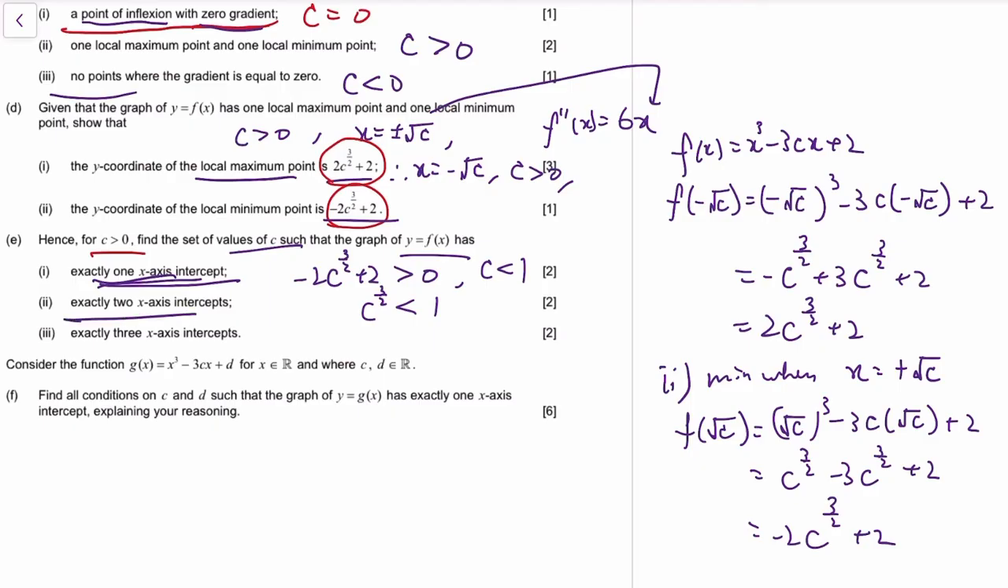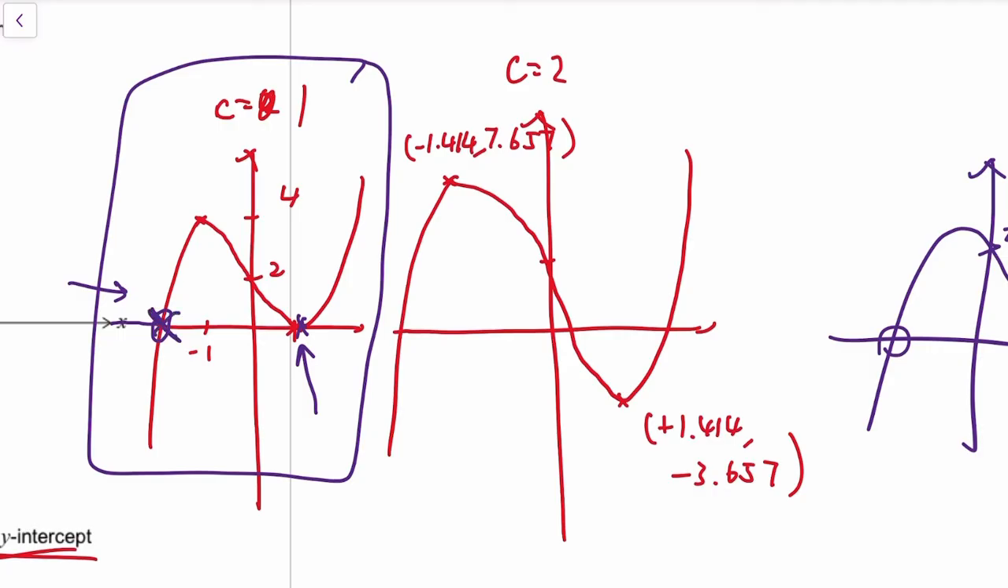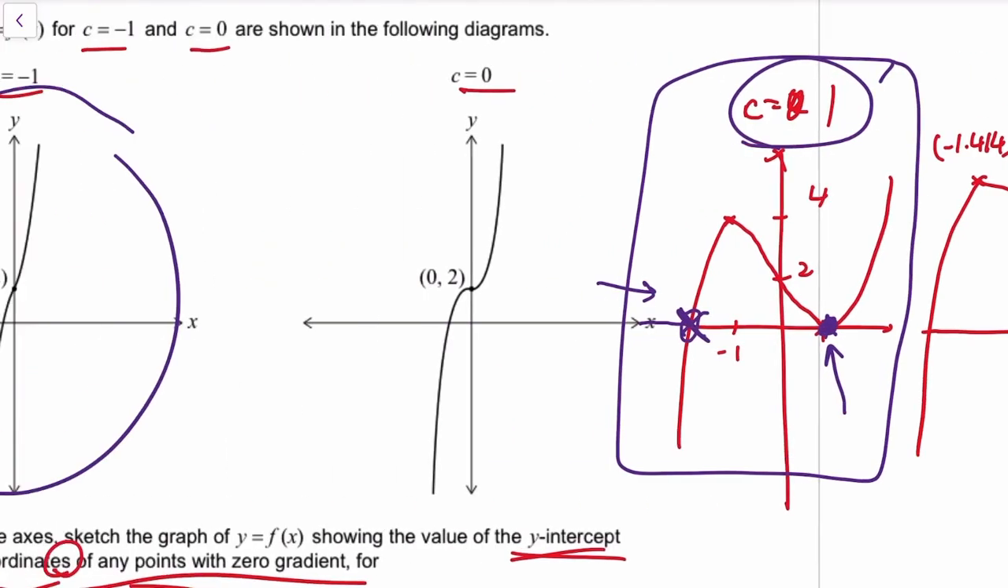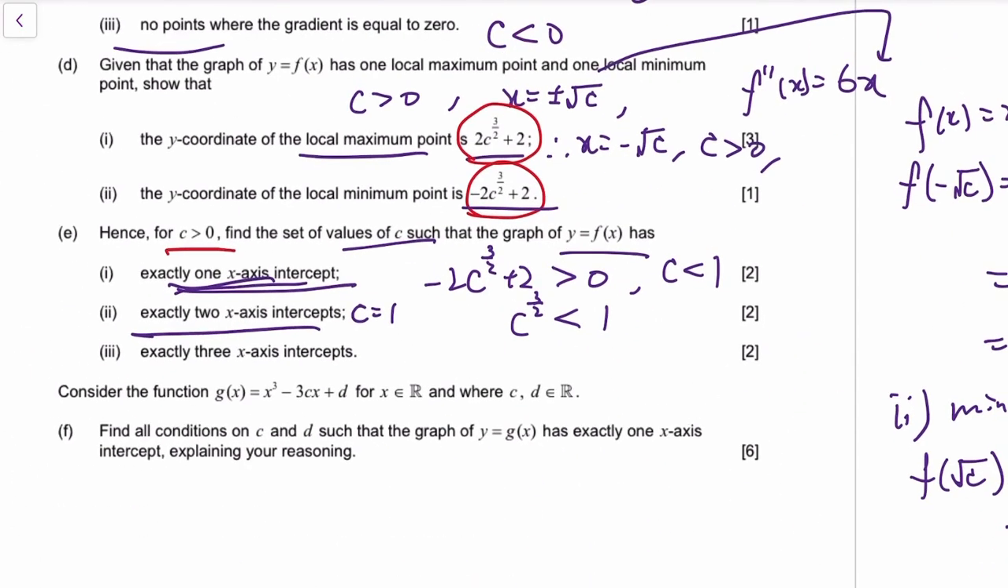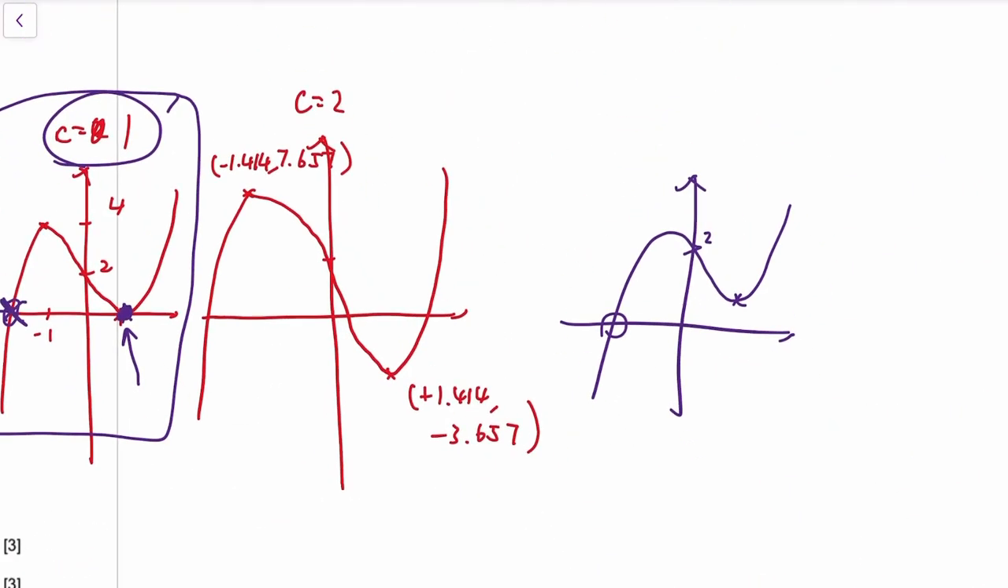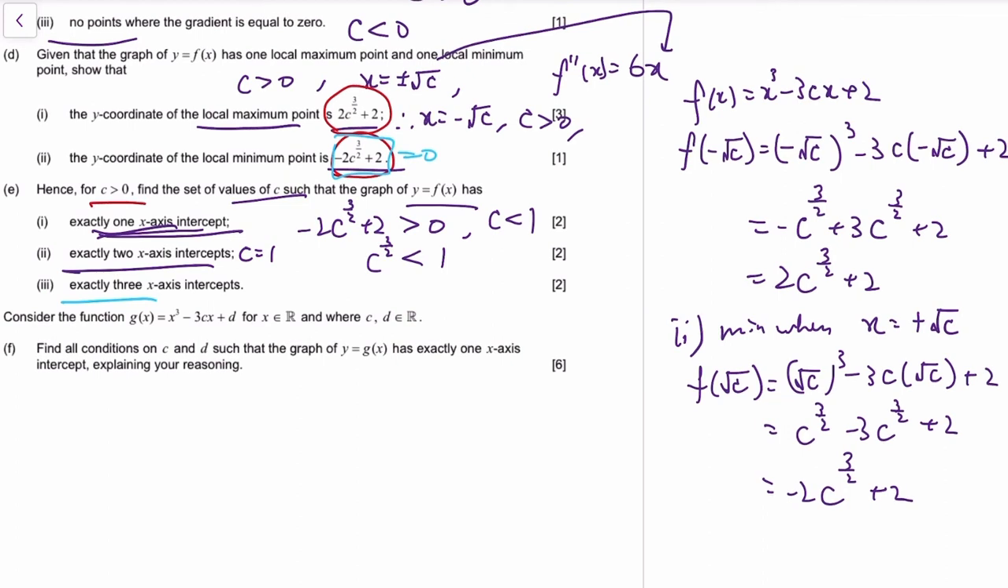To have exactly 2, you basically have to have exactly this case. So you have one x-intercept and another here. Well, that's when c is 1. So that should be obvious. But if you want to calculate that, it comes from the y coordinate of the minimum point being exactly 0. And then you have 3 x-intercepts. That's this case, 1, 2, 3. So you want the y coordinate of the minimum point to be less than 0. That should give the opposite of this, so that's when c is bigger than 1.